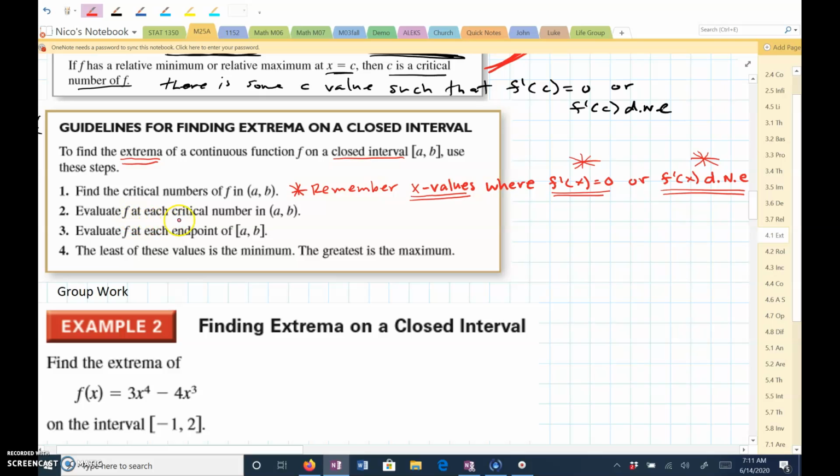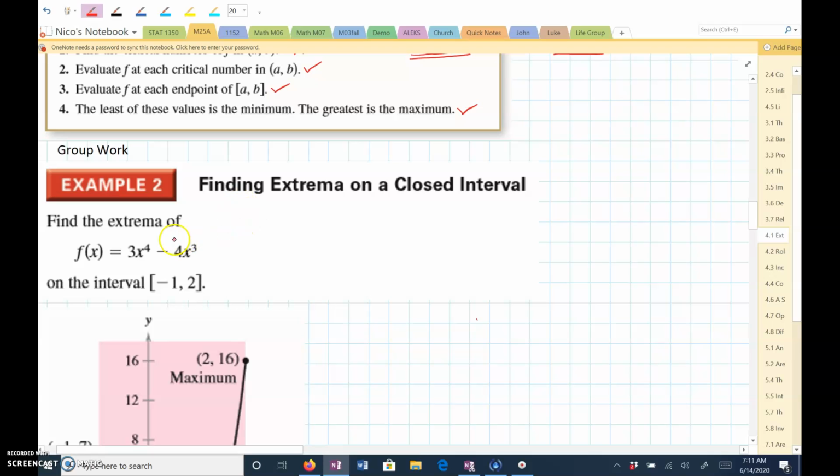Evaluate f at each of the critical numbers from the open interval from a to b. Evaluate f at each endpoint from the closed interval from a to b. The least of these values will be a minimum, the greatest is the maximum. So let's go through these steps.